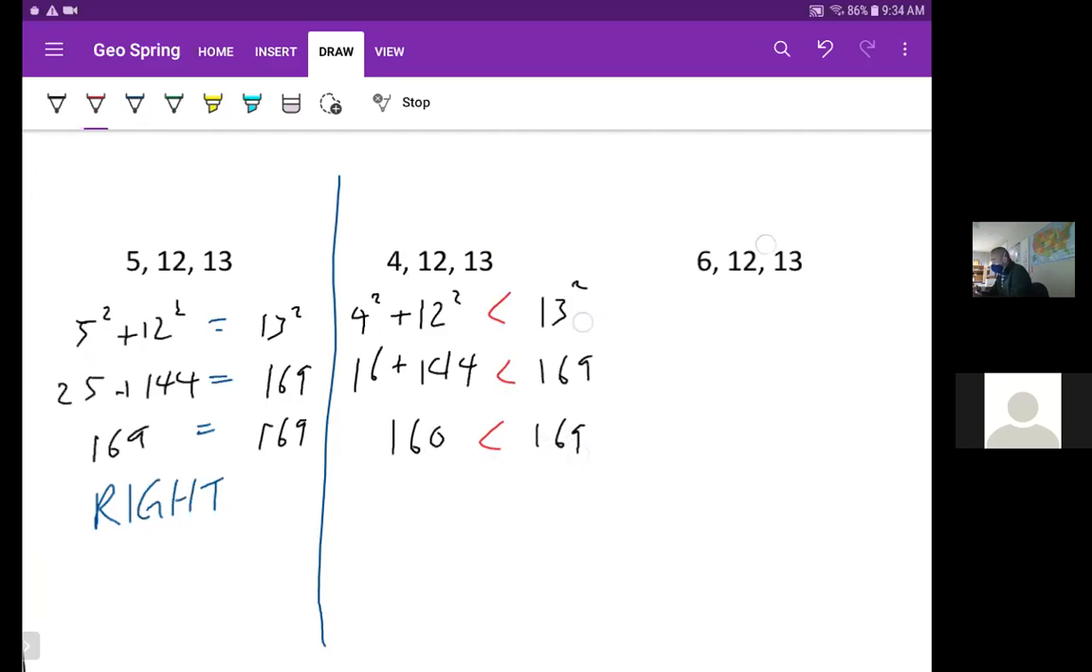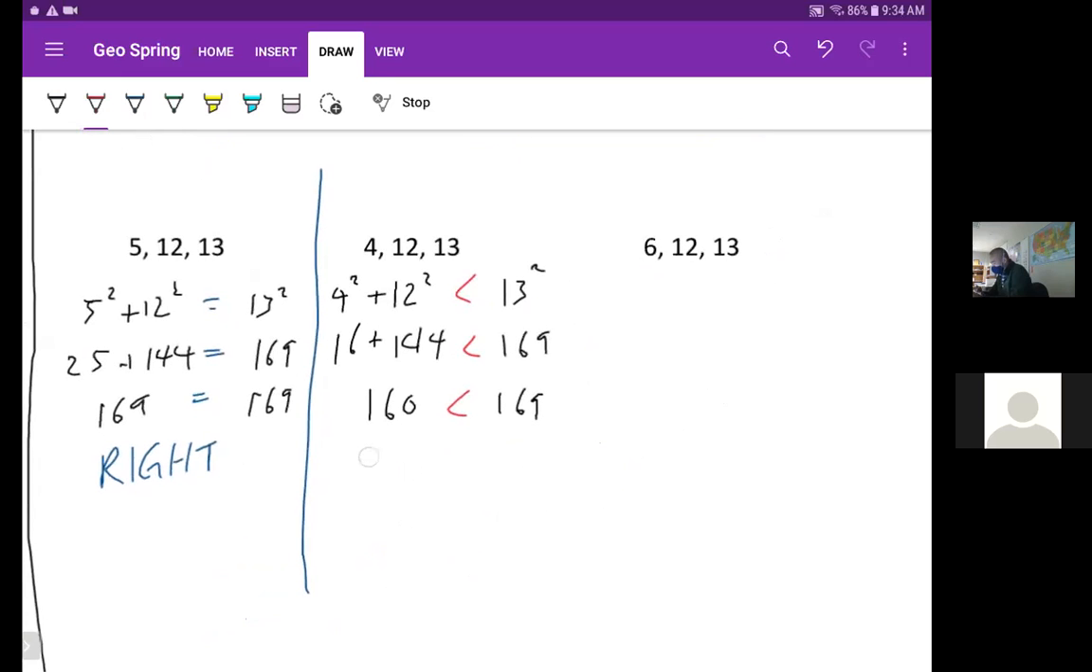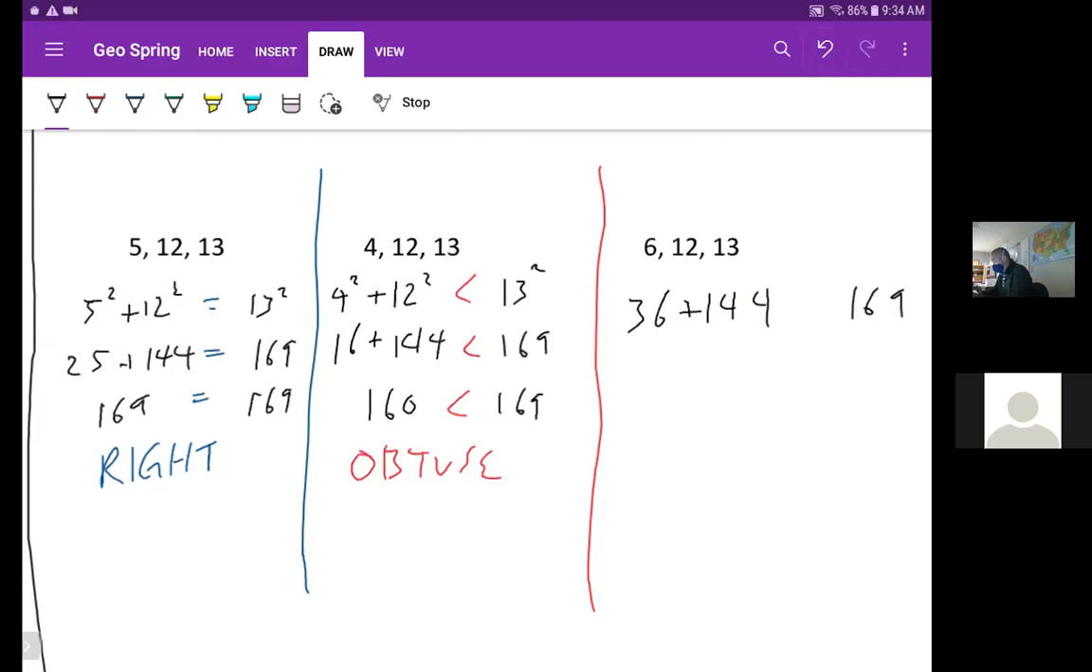So this one, C is the bigger one, so this is obtuse. And then the last one is going to be acute, of course. So just work it out. You have 36 plus 144, and then 169. Then you have 180 and 169. So in this one, C is smaller, so this is acute.